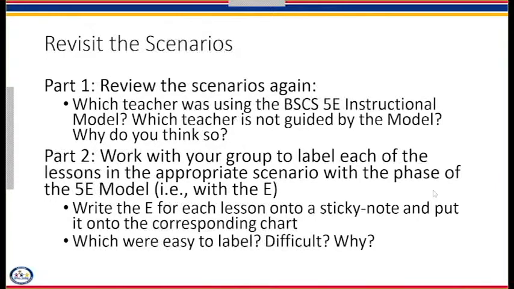Now, what about lesson 3? Explain. Okay, what happened in lesson 4? What did students do in lesson 4? Okay, so I have a vote for elaborate. Did anyone, this is tricky, did anyone else have a different vote?